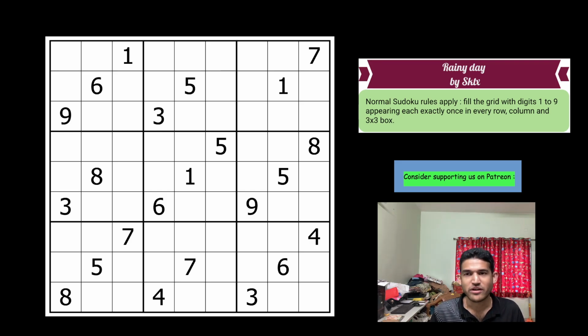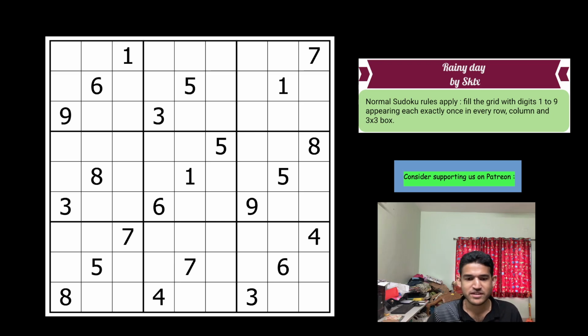Today's video will be on a classic Sudoku created by Sktx, titled Rainy Day. This is quite an old classic, in the sense that it was posted around 2020 or 21 on the Logic Masters Germany portal, and we haven't covered this classic for a video yet, which I made sure of yesterday. I have solved this classic already.